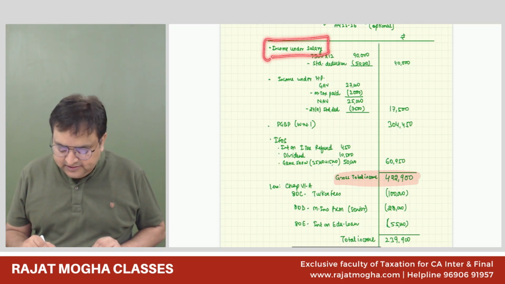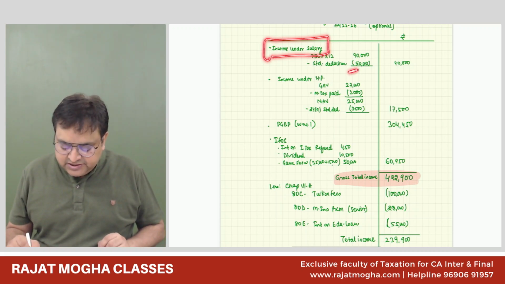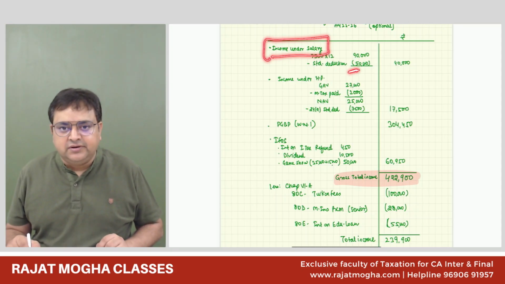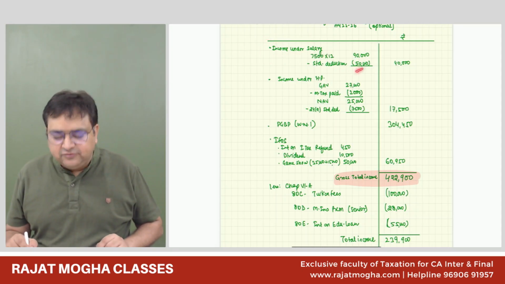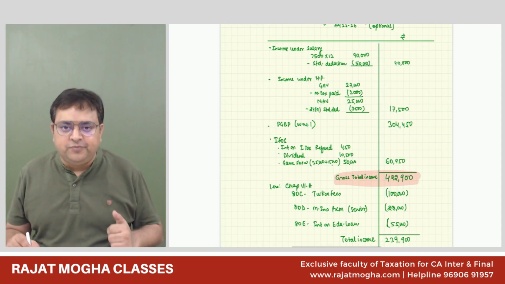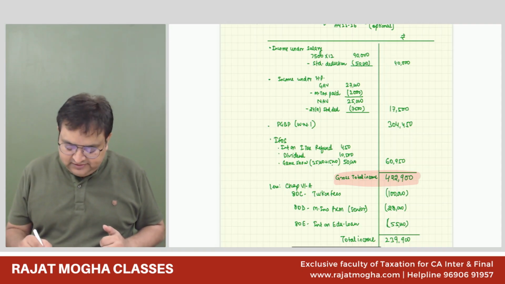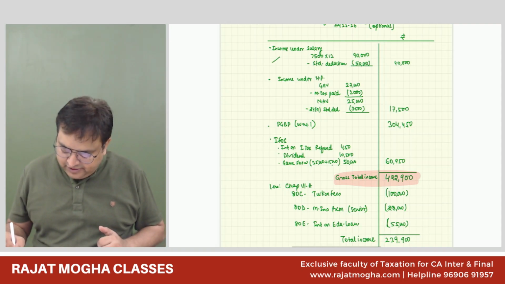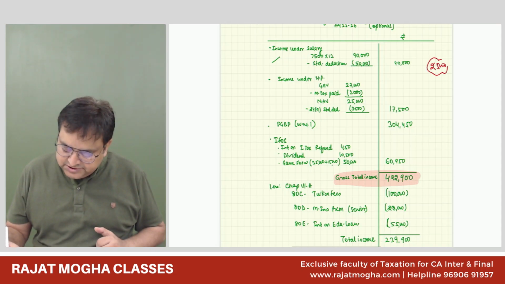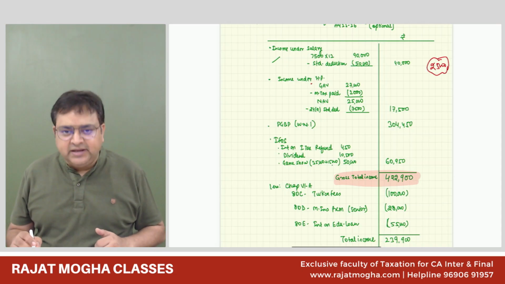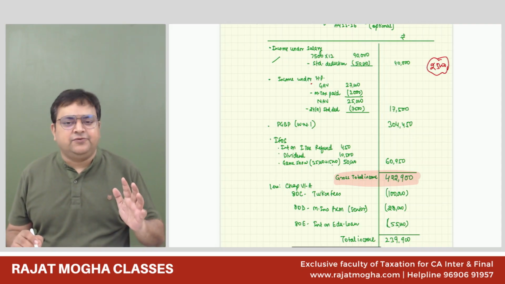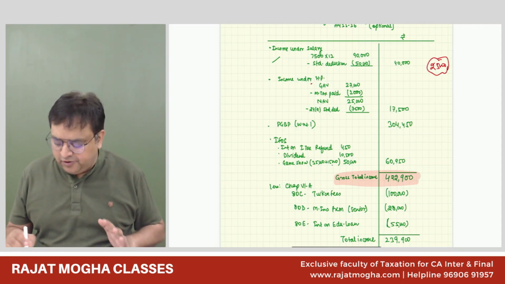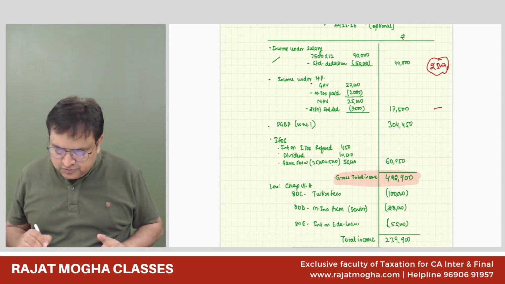In salary, there is a little change because the standard deduction would have been 75,000. We have given only 50,000, so we should give a deduction of 25,000 rupees more over here. This is one change. House property, for let out property, there is no change in default and optional. So for house property, there would be no change.